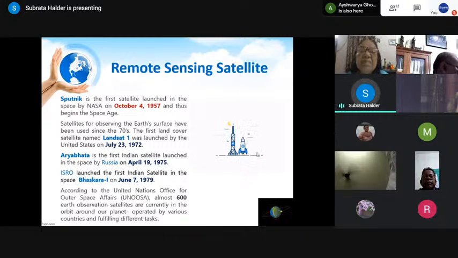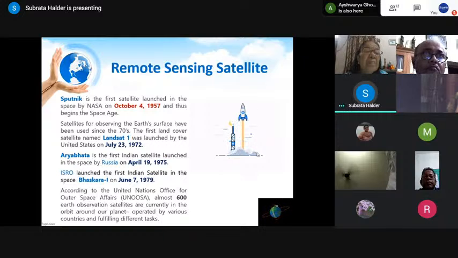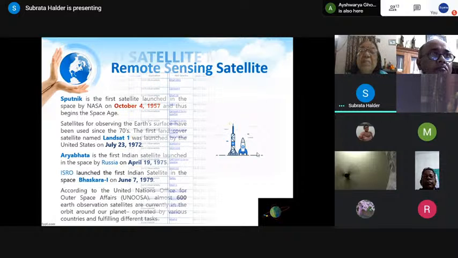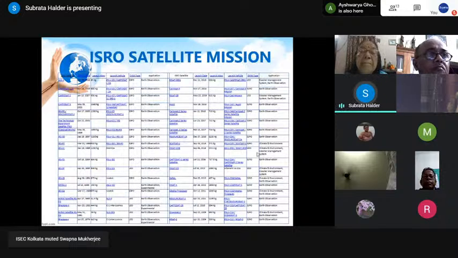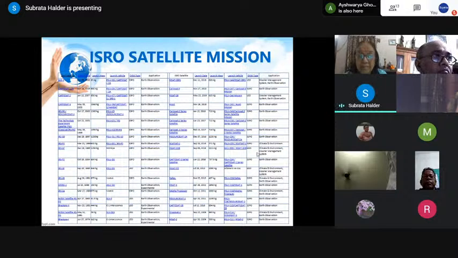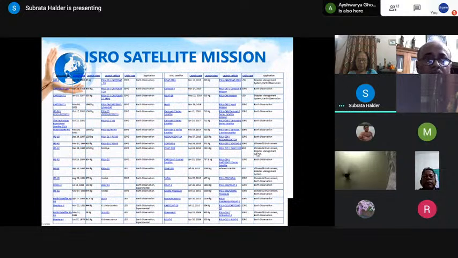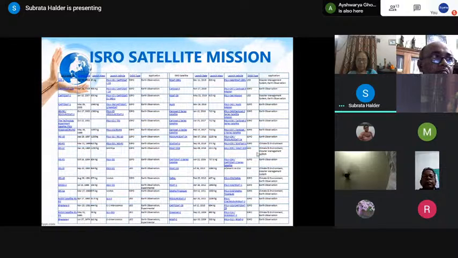According to the United Nations Office for Outer Space Affairs, almost 600 Earth observation satellites are currently in orbit of our planet, operated by various countries and fulfilling different tasks. ISRO started its journey on 7th June 1979 by launching Bhaskara-1 in space, and continued this journey up to December 11, 2019, with RISAT-2BR1. Now a total of 38 satellites have been launched by ISRO till now.